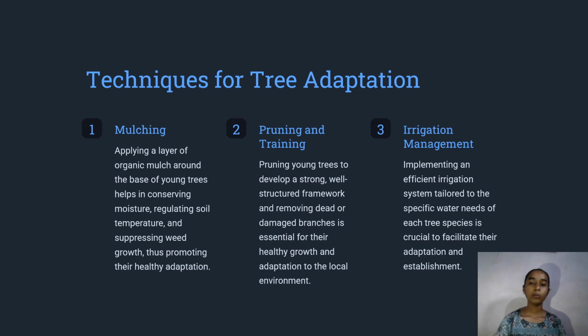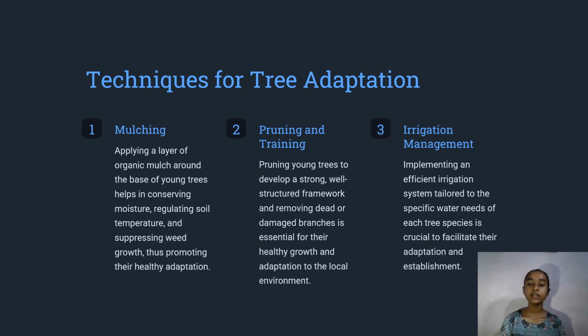Techniques for tree adaptation. The first technique is mulching. Applying a layer of organic mulch around the base of a young tree helps in conserving moisture, regulating soil temperature, and suppressing weed growth, thus promoting plant growth. Pruning and training. Pruning young trees to develop a strong, well-structured framework and remove dead and damaged branches is essential for their healthy growth and adaptation to the local environment.